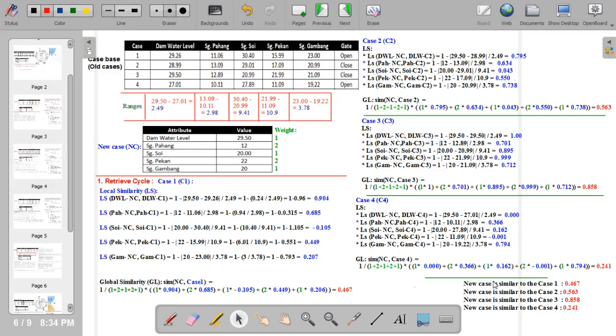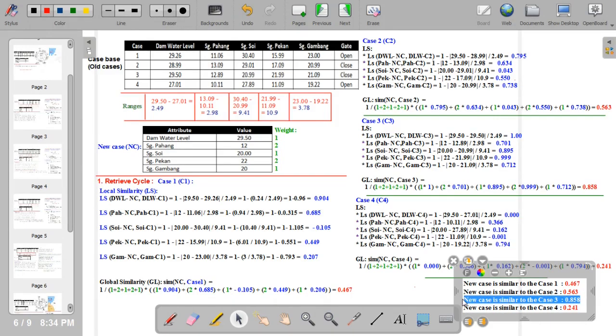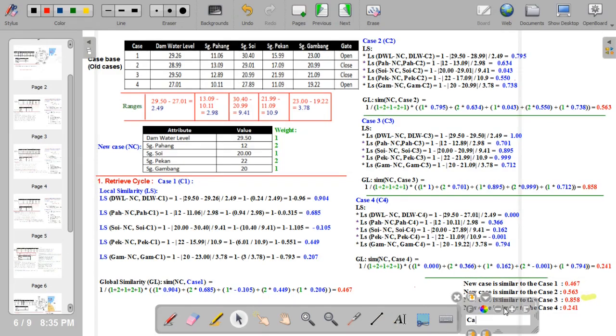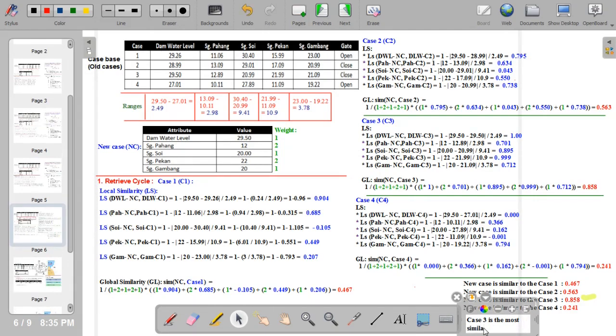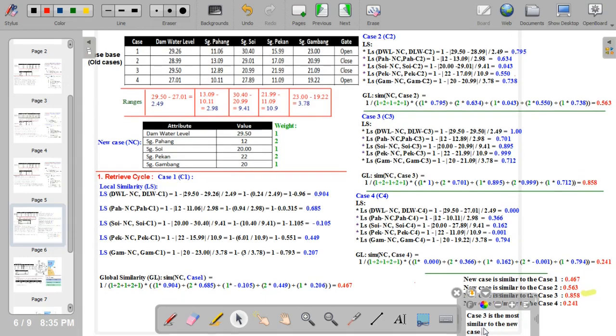You have to remember, my dear mates, the highest similarity degree represents being more similar to the new case, meaning that the highest value here is 0.858, right? Meaning that case 3 is the most similar case to the new case. So this is the outcome. I will write it here: case 3 is the most similar case to the new case, right?